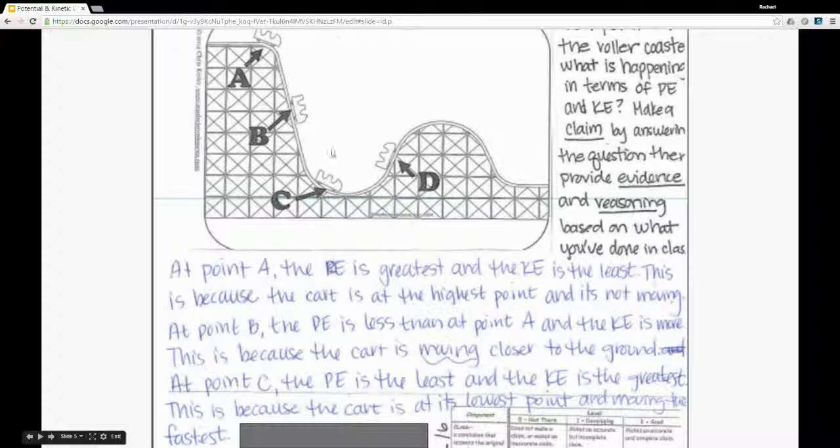At point C, that's this spot right here. So at point C, the potential energy is the least. That's because it's at its lowest point, and the kinetic energy is the greatest. This is because the cart is at its lowest point and moving the fastest. Guess I'm explaining stuff that I already have written.